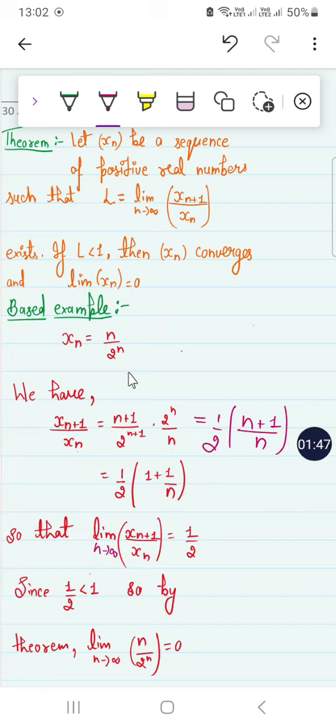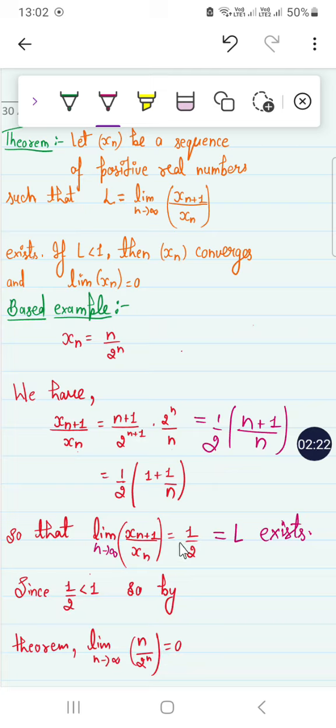Now firstly we have to find out what L is. Yes, we have found L, which exists. Firstly we have to find out whether the limit exists or not. If the limit exists, then secondly, if L is less than 1, by directly applying the theorem, xn converges and the limit of this is 0.